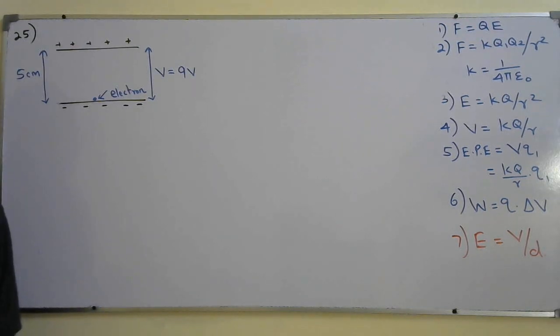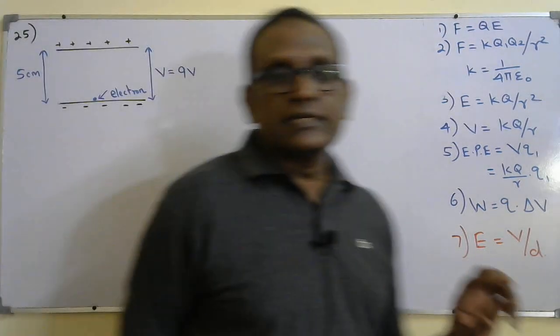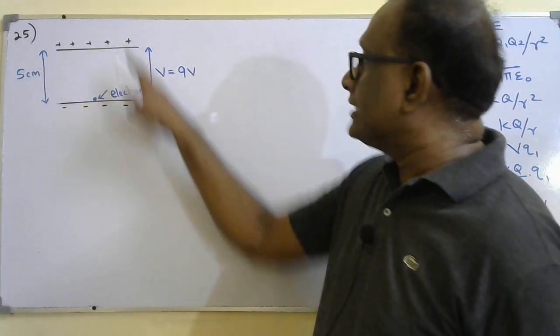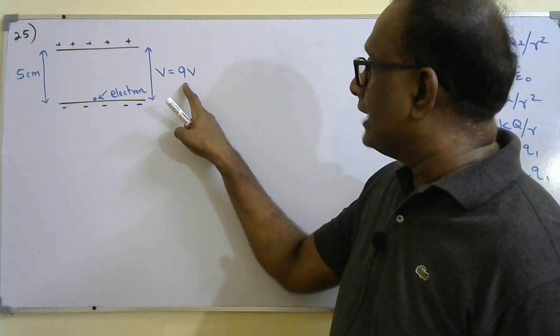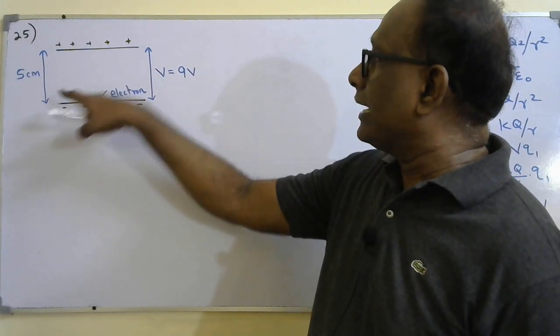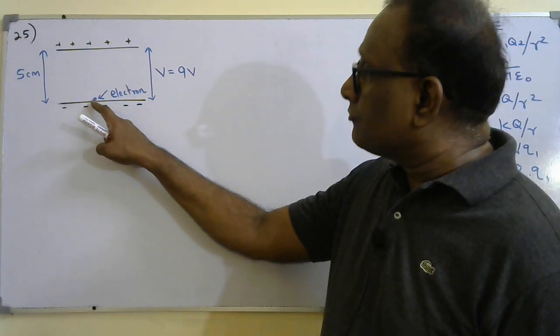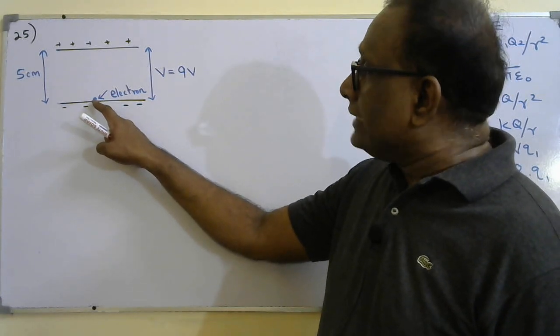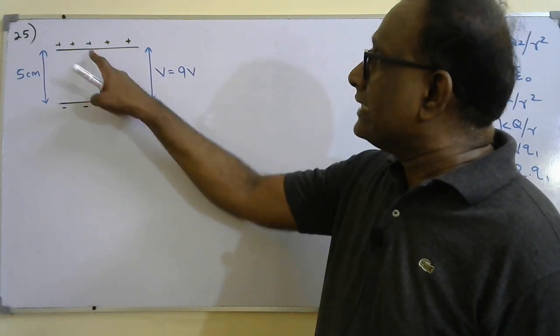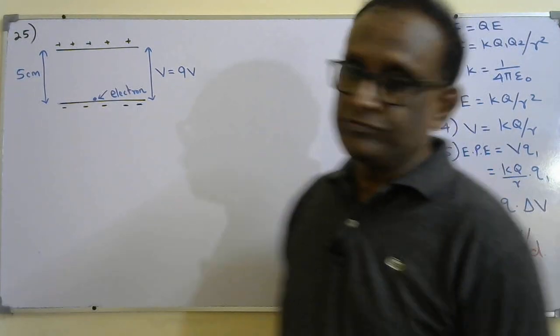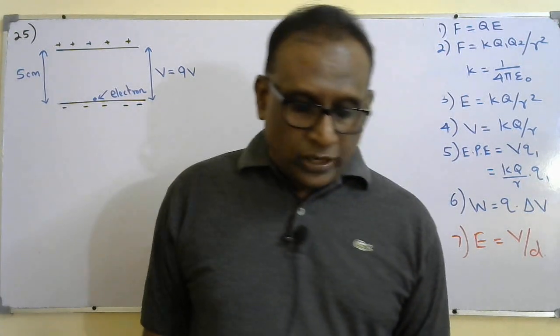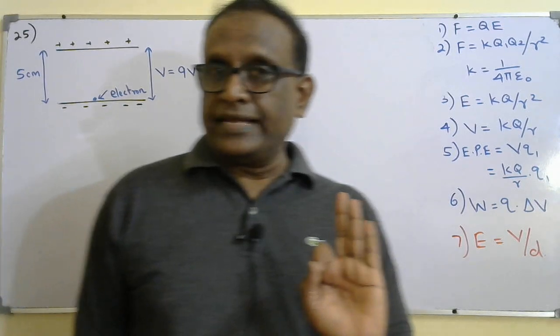Okay, so there could be a question like this related to a uniform electric field. Parallel plates consist of the same magnitude of opposite sign of charges. The potential difference between the parallel plates is 9 volt. The distance between the parallel plates is 5 centimeter. An electron is released from rest from the negative plate. Find the speed of the electron when it just reaches the positive plate. That could be a question. Okay, this could be done in two different ways.